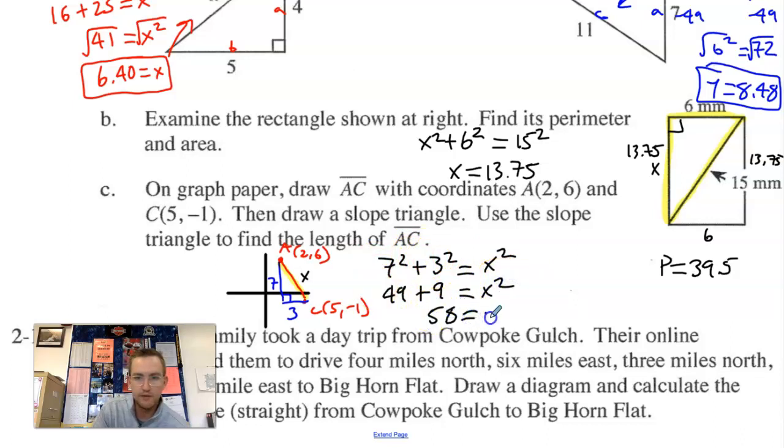Then we can take the square root of both sides to get x, where x, or line AC, would be equal to 7.61. And there's that one.